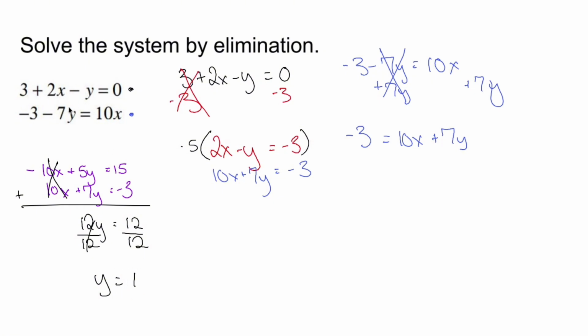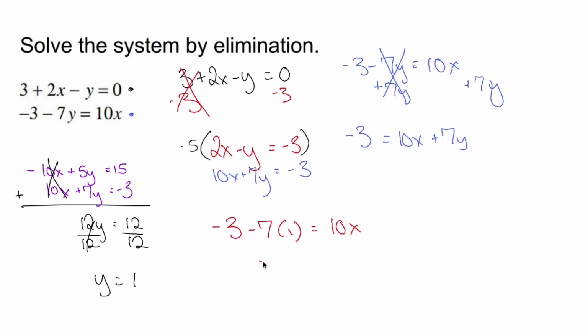I have these two original equations. I'm going to pick one of my original equations and solve for x by plugging in 1. So why don't I use the bottom equation? To me, it looks less sloppy. If I use the bottom equation, it would be negative 3 minus 7 times 1, because y becomes 1, equals 10x.